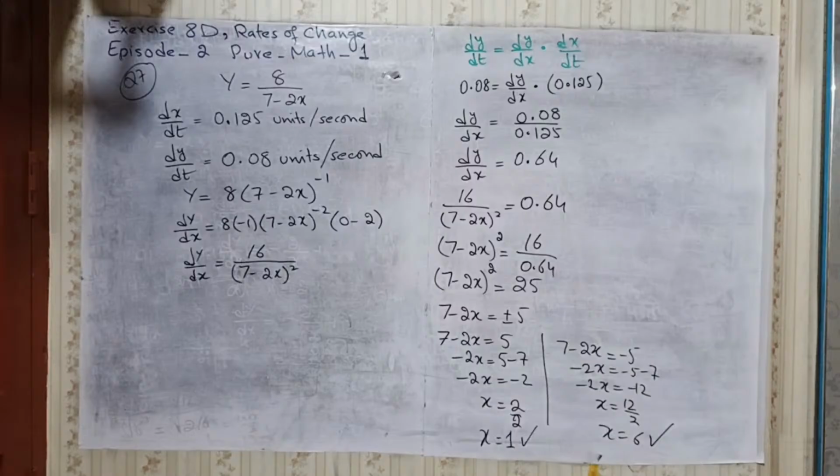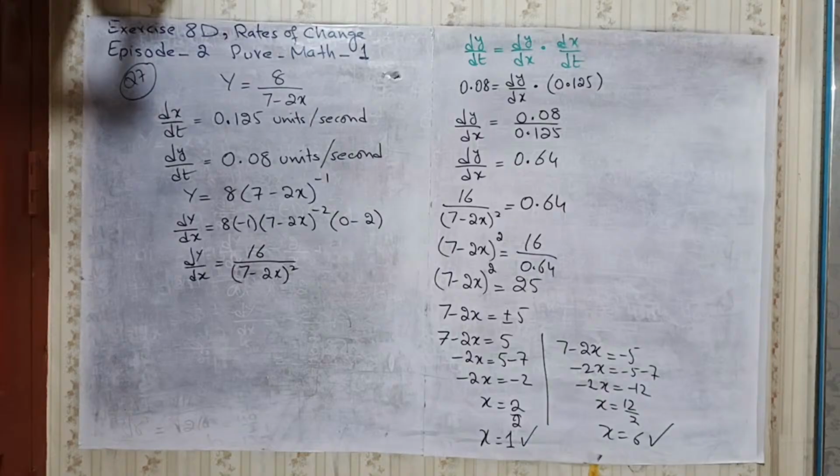This is the exercise 8D. This is our second episode on this exercise. The topic of the exercise is the rate of change, and the topic of the chapter is further differentiation. This is the solution of the course book of the Pure Maths 1. This is the paper 1 syllabus content related with the Cambridge International AS and A levels mathematics 9709. My name is Ferhan Mazher. So let's start the next one.